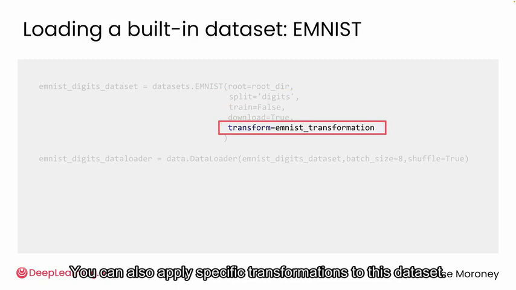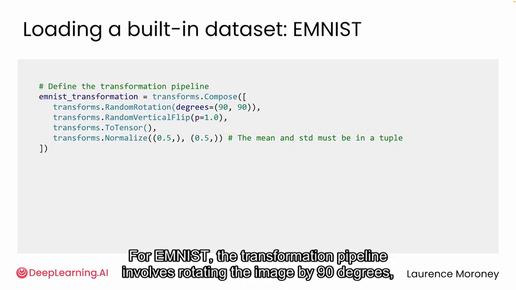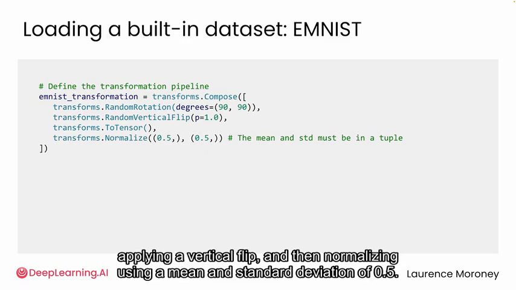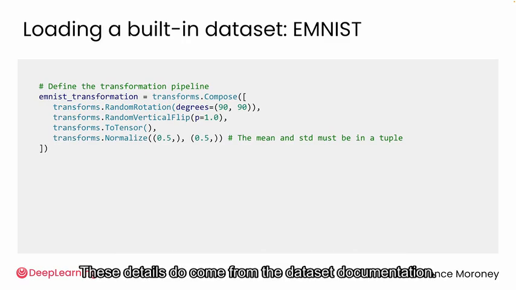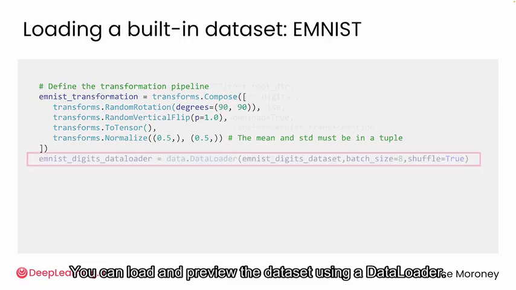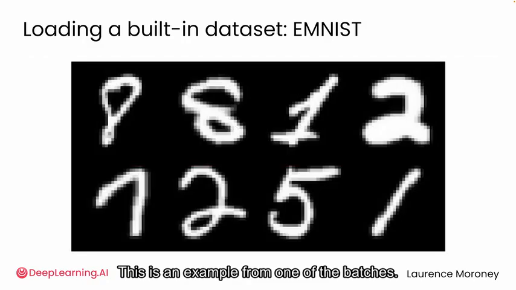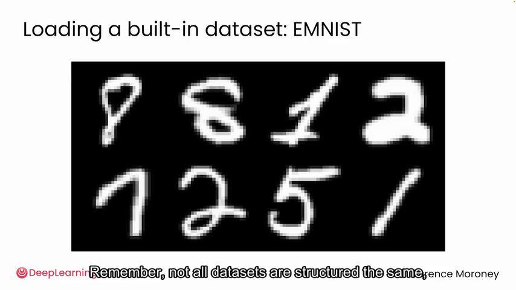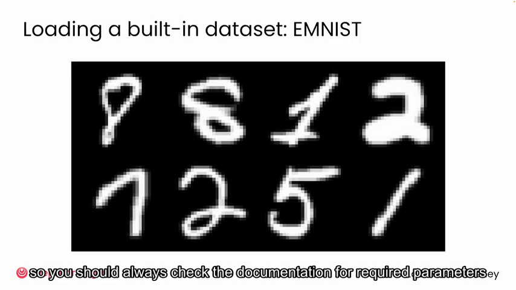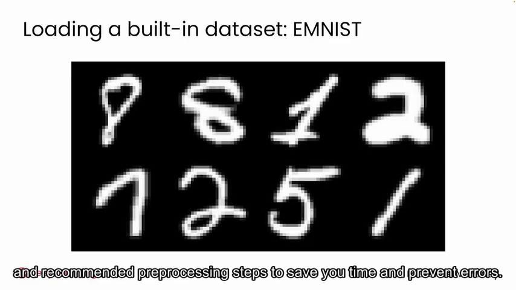You can also apply specific transformations to this dataset. For EMNIST, the transformation pipeline involves rotating the image by 90 degrees, applying a vertical flip, and then normalizing using mean and standard deviation of 0.5. These details do come from the dataset documentation. You can load and preview the dataset using a data loader. This is an example from one of the batches. Remember, not all datasets are structured the same, so you should always check the documentation for required parameters and recommended pre-processing steps to save you time and prevent errors.